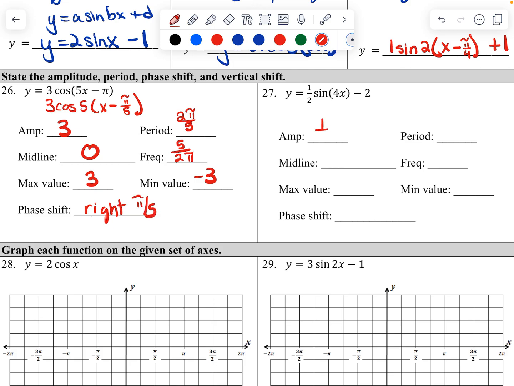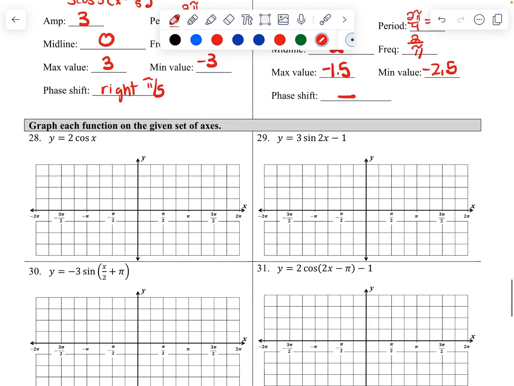All right, so this one, our amplitude is half. Our midline is -2. Period, 2 pi over 4, or pi over 2, which makes our frequency 2 over pi. And our max value, so it goes up half and down half from our midline, and then there is no phase shift. So now we have to graph some of these.